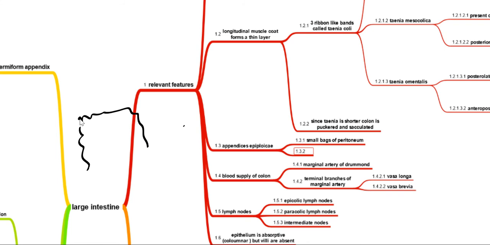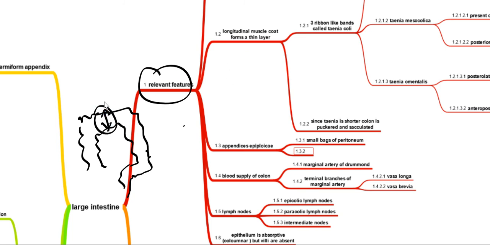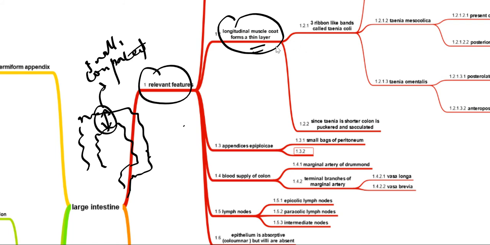The large intestine is present like this. So what are these relevant features? First of all, it is very wide compared to the small intestine. It has a longitudinal muscle coat that forms a thin layer. This longitudinal muscle coat is organized into three ribbon bands called taenia coli. These are band-like contractions of the longitudinal muscle.